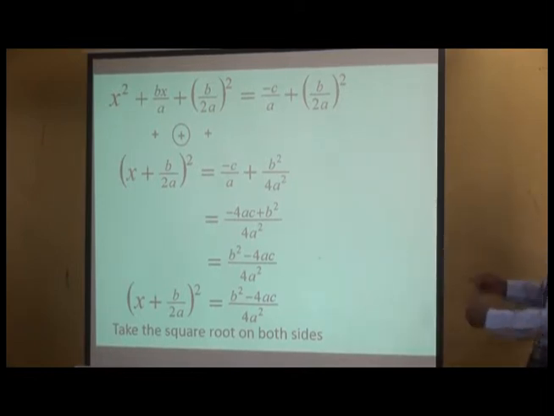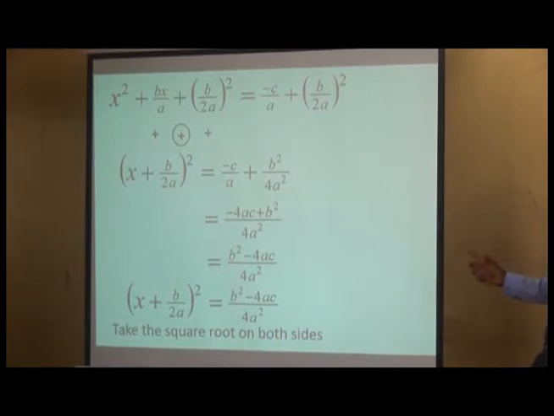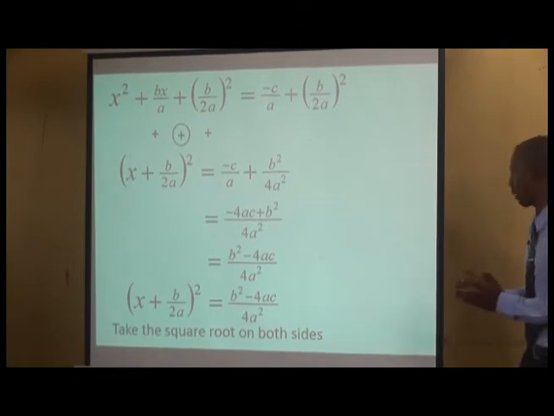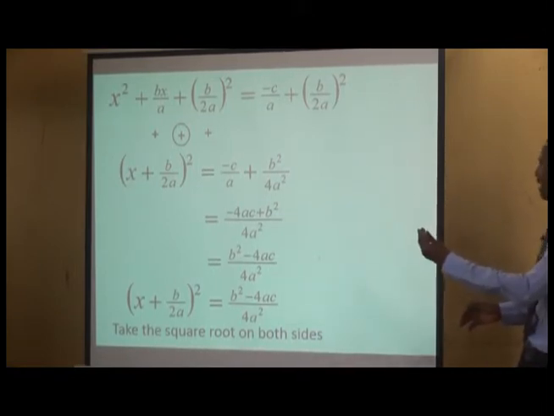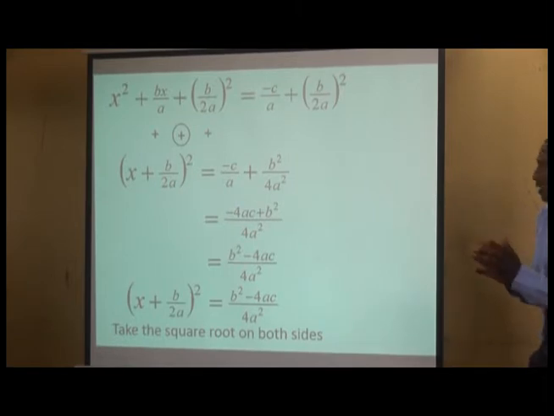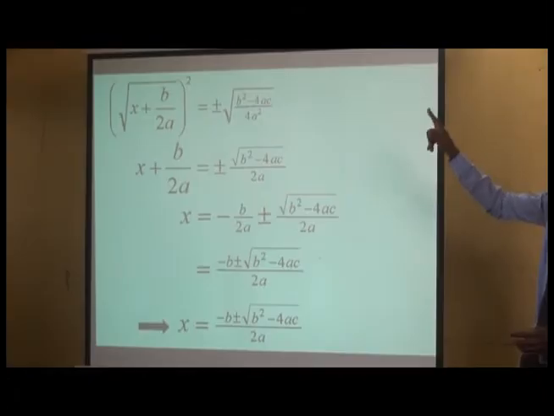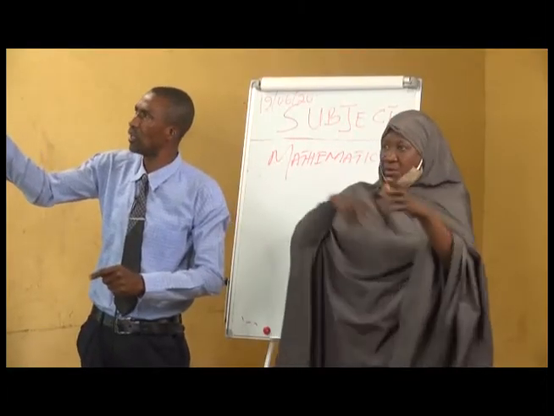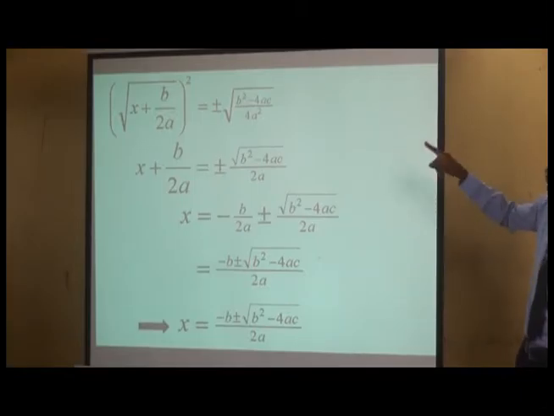Now, consider the left-hand side, which is x plus b over 2a in bracket to the power of 2 equals the right-hand side, b squared minus 4ac all over 4a squared. Okay, we are going to eliminate the square on the left-hand side. To do that, we are going to take the square root on both sides. So that becomes the square root of x plus b over 2a in bracket all raised to the power of 2 equals the right-hand side, plus or minus the square root of b squared minus 4ac all over 4a squared.